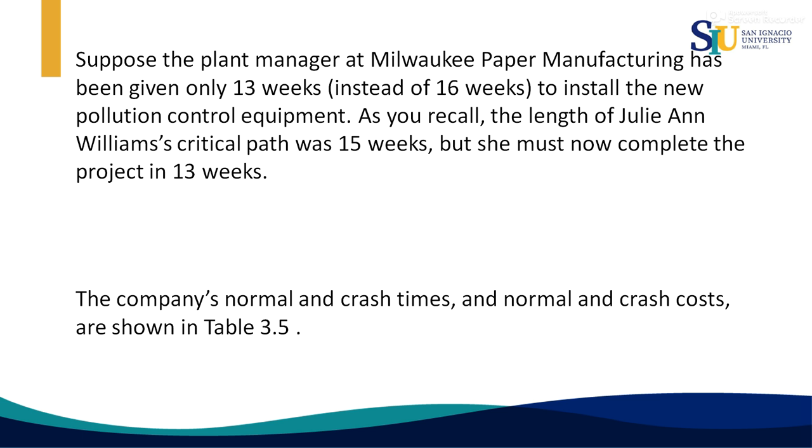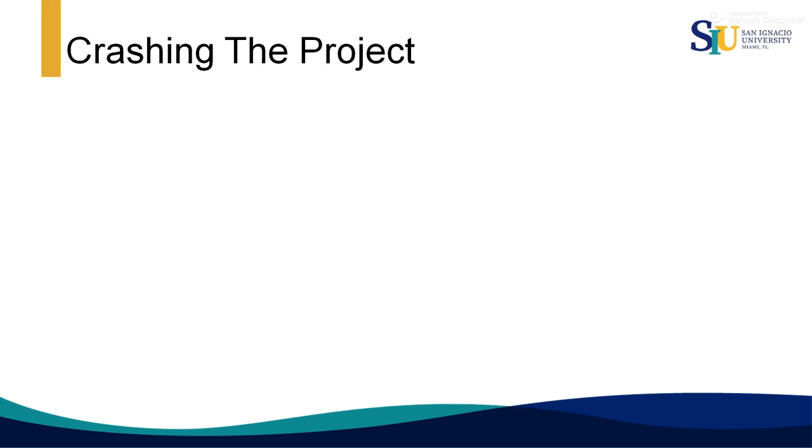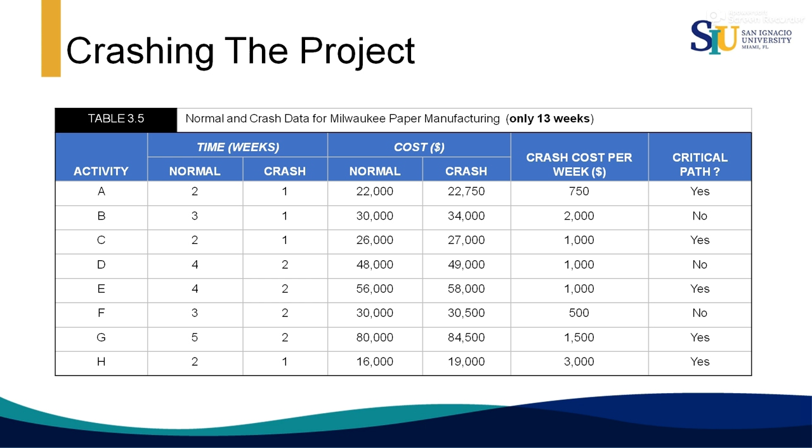We already calculated the critical path, but she must now complete the project in 13 weeks. The company's normal and crash times and normal and crash costs are given in this table. Then we apply these formulas to calculate the crash cost per week, and we identify which activities are in the critical path. Remember, the original critical path was A, C, E, G, and H. There are 3 non-critical activities.